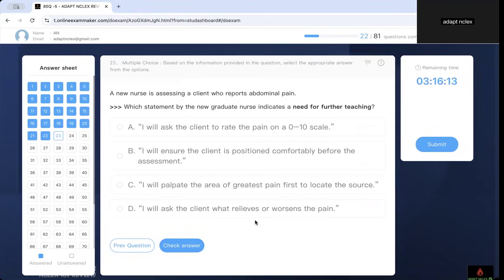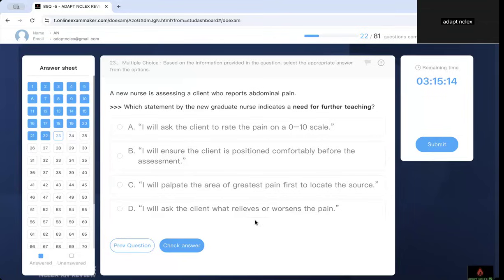Number 23. A new nurse is assessing a client who reports abdominal pain. I love basic care and comfort, and that's what we have. Which statement by the new graduate indicates a need for further teaching? I will ask the client to rate the pain 0 out of 10. I will ensure the client is positioned comfortably before the assessment. I will palpate the area of the greatest pain first to locate the source. I will ask the client what relieves or worsens the pain.